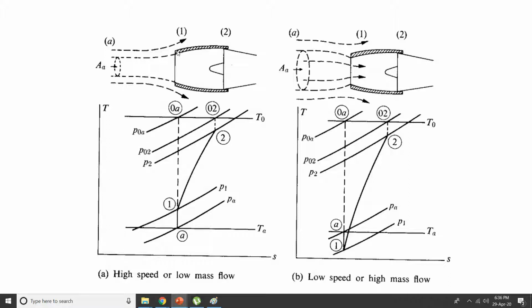But you can see A to 1 is a straight line because there are no losses happening outside of the compressor, which is an external compression. So therefore this is a complete isentropic process. A to 1 is a straight line. This is the case when the flight is in cruise condition, with high speed or low mass flow rate. Whereas this is the case when your aircraft is trying to take off. So this line will remain the same, the straight line A1 0, but we'll see how it varies.